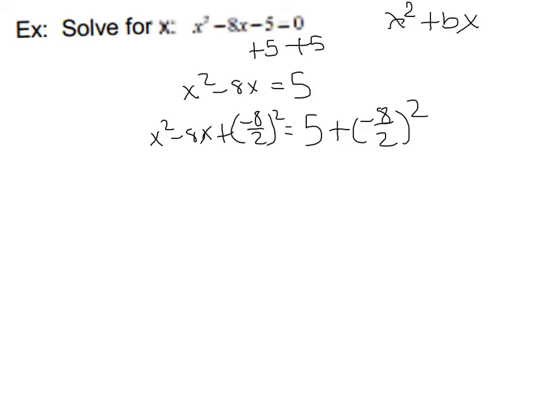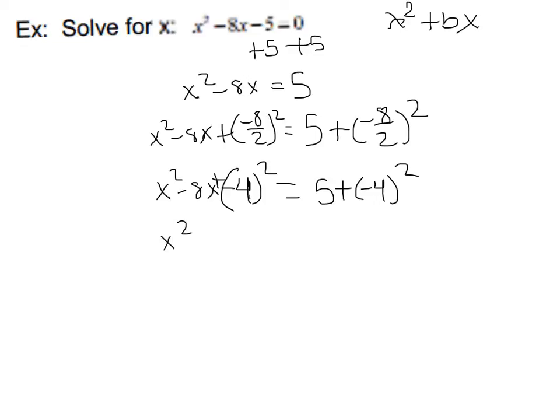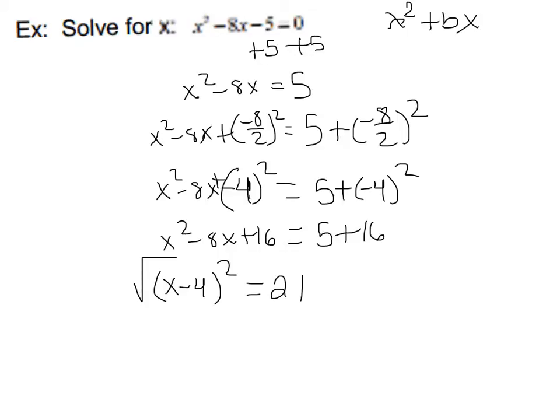And then I get x squared minus 8x plus negative 4 squared. Equals 5 plus negative 4 squared. So this is x squared minus 8x plus 16 equals 5 plus 16. Now this is going to be x minus 4 squared because it's b divided by 2, which is right here, equals 21. Now you square root both sides. This is what we were doing yesterday. Plus or minus square root of 21. Add the 4.